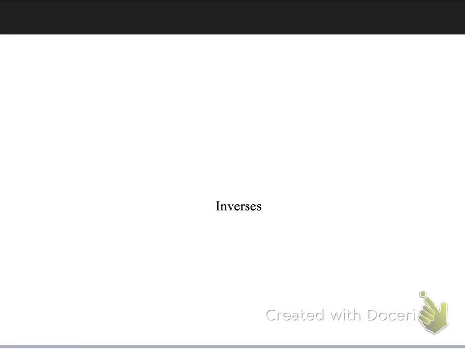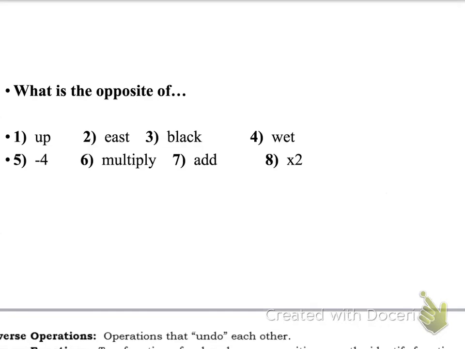Okay, in this video we're going to be talking about inverses and inverses of functions and how to solve and find inverses. So inverse basically means opposite. So the opposite of up would be down. Opposite of east would be west. Opposite of black would be white. Opposite of wet would be dry.